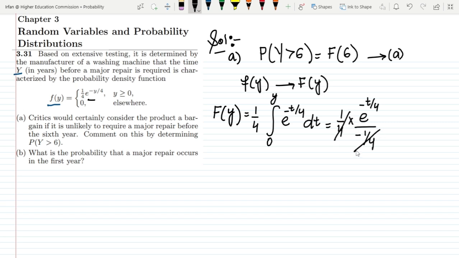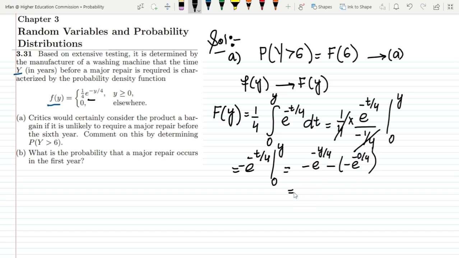Okay, so these two will cancel out, and here the range will be from 0 to y. Now let me write them here: minus exponential of minus t over 4, from 0 to y. Now writing these limits, first the higher limit gives minus exponential of minus y by 4, and then the lower limit 0 gives minus exponential of minus 0 by 4.